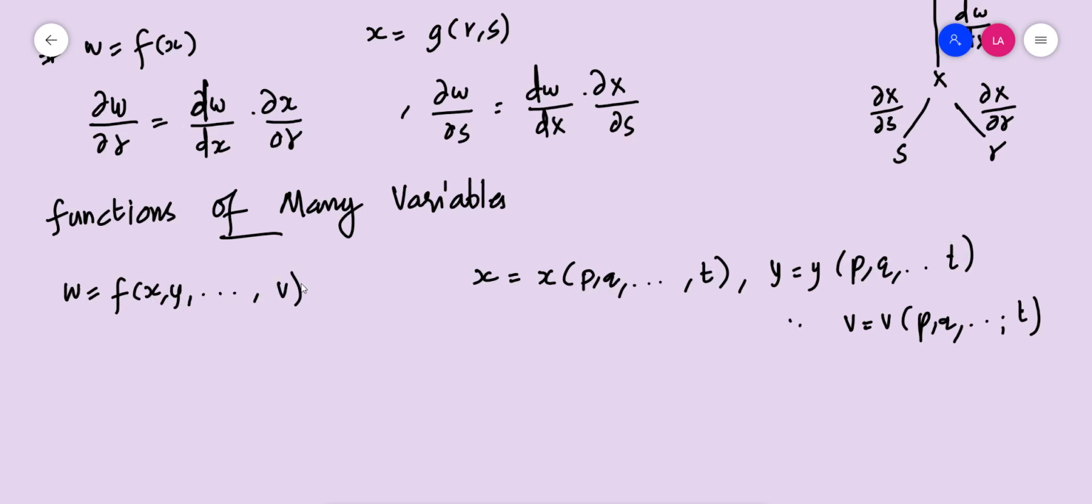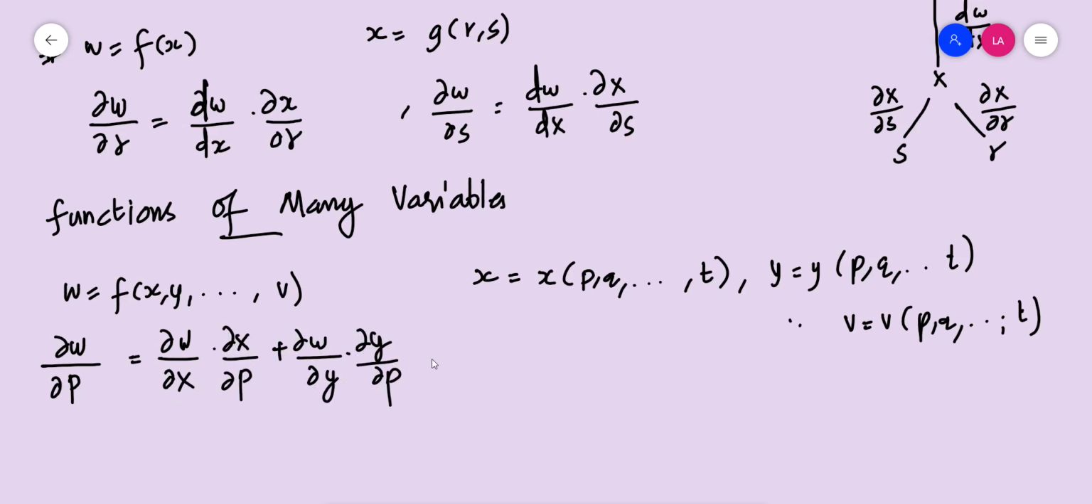So in general w depends upon p, q, etc. t. So in this case we can differentiate w with respect to p, w with respect to q, etc., w with respect to t. So the derivative dou w by dou p is dou w by dou x times dou x by dou p, plus dou w by dou y times dou y by dou p, plus etc., dou w by dou v times dou v by dou p.